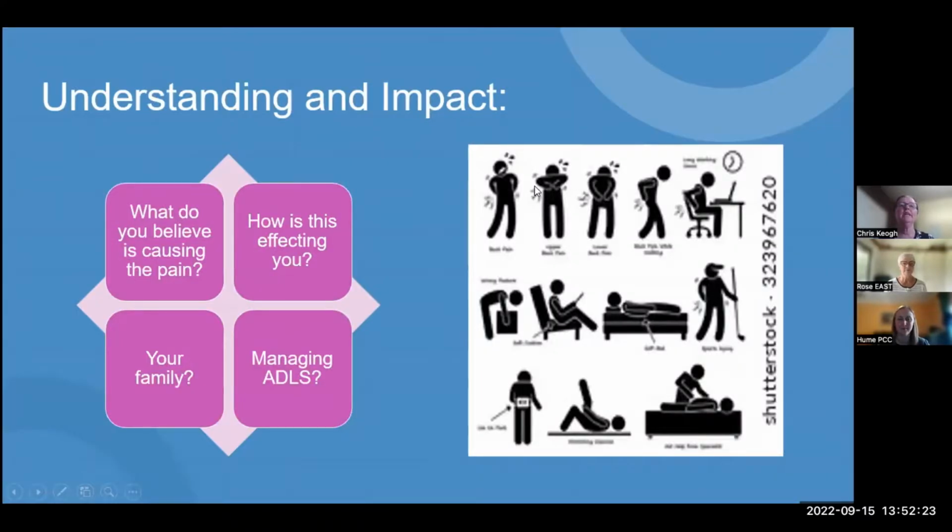Okay, and finally, our U is understanding the impact. So asking them, what do you believe is causing the pain? What do they think is causing the pain? Because people often know, they often have some sense of what it is. And how's it affecting you? And how's it affecting the other people that you're with, so your family or your carers or whatever? And does it affect us managing our activities of daily living? And how does that impact on you?